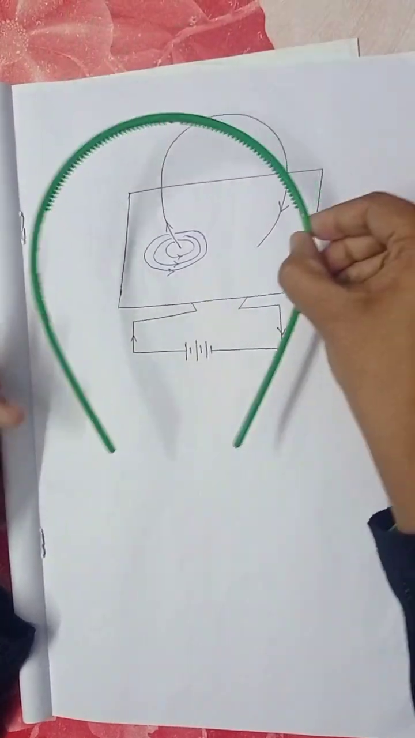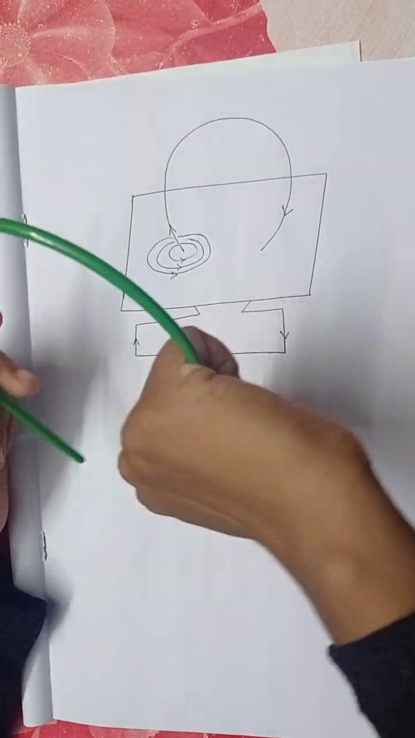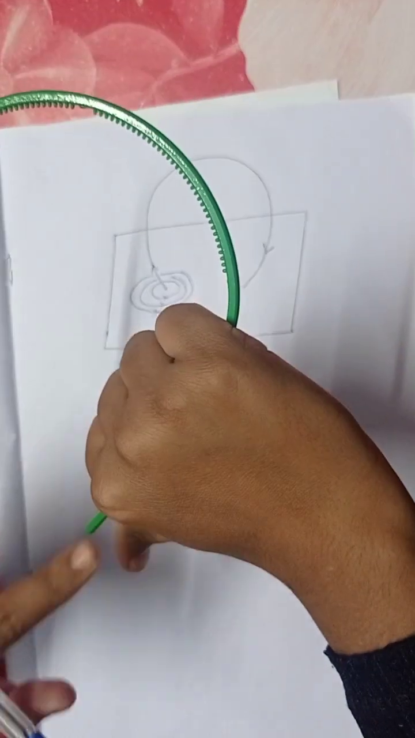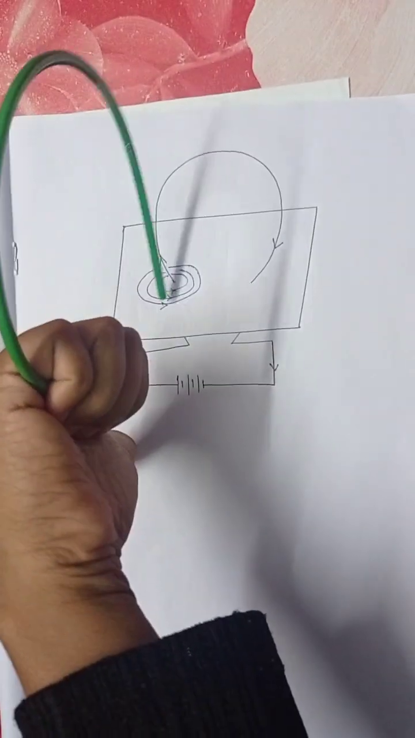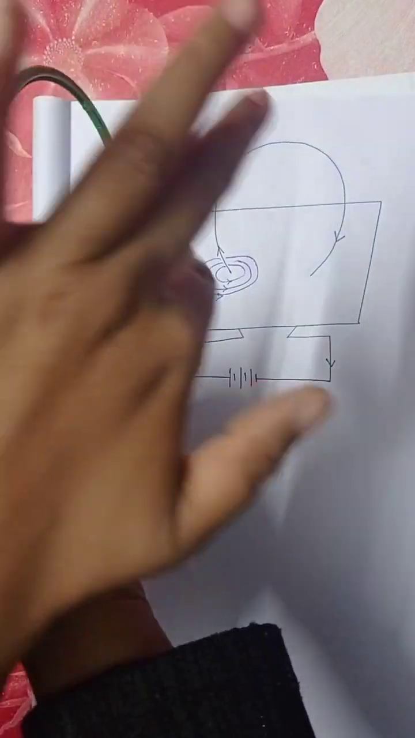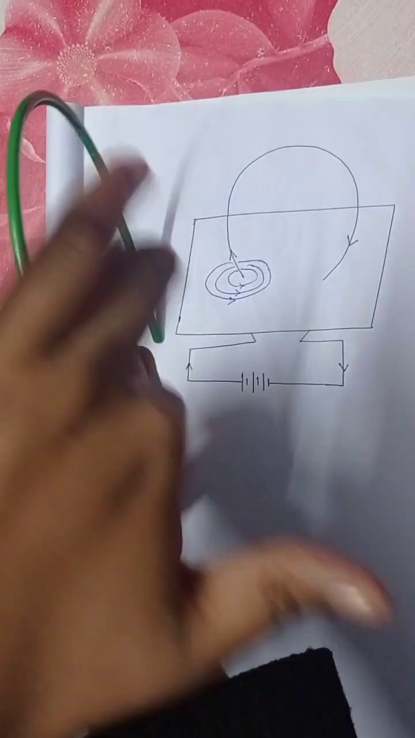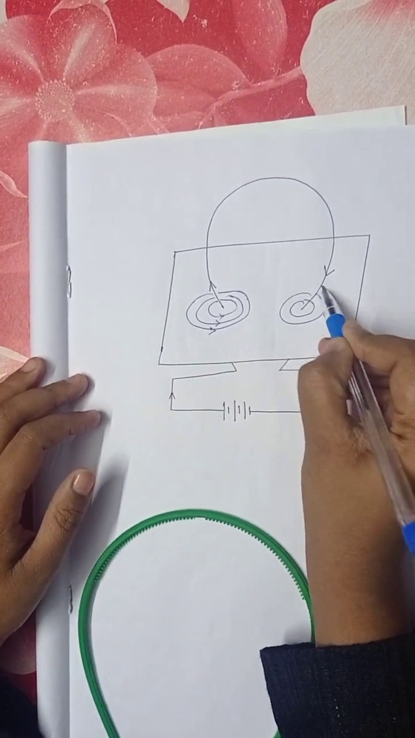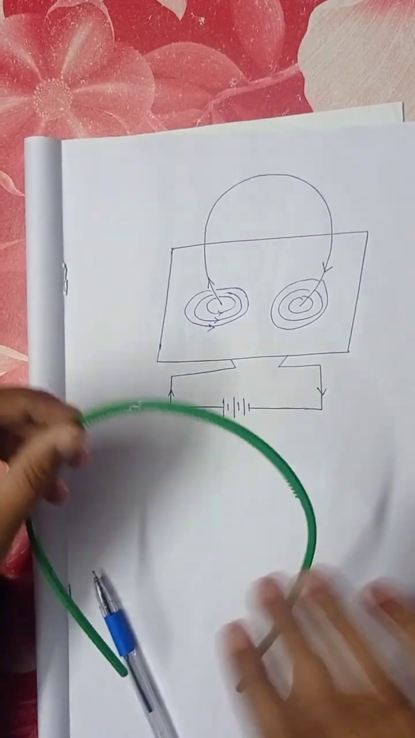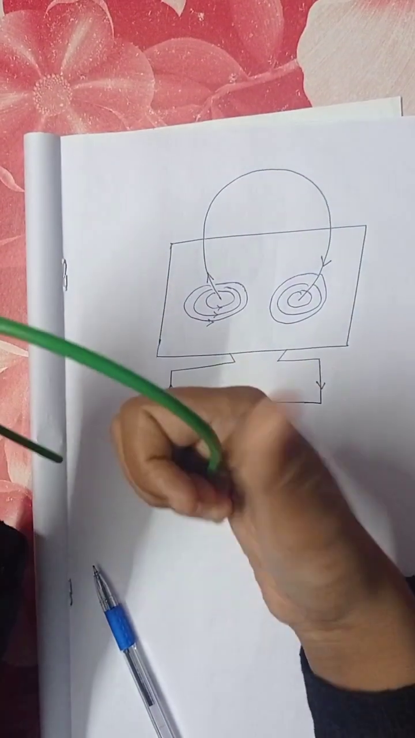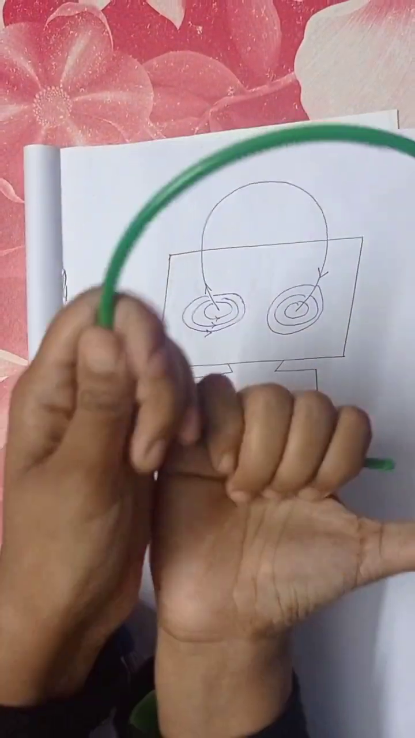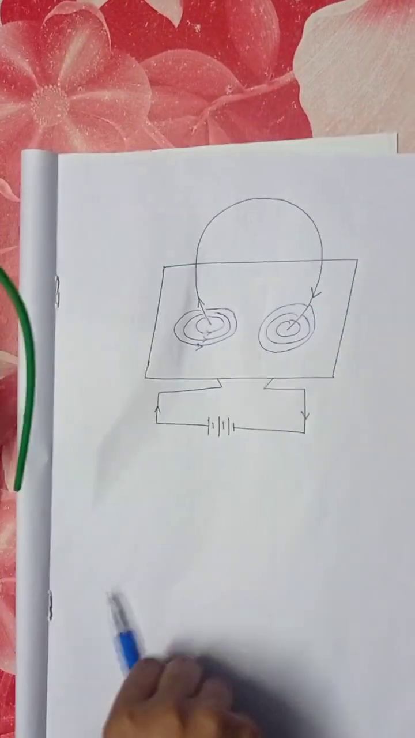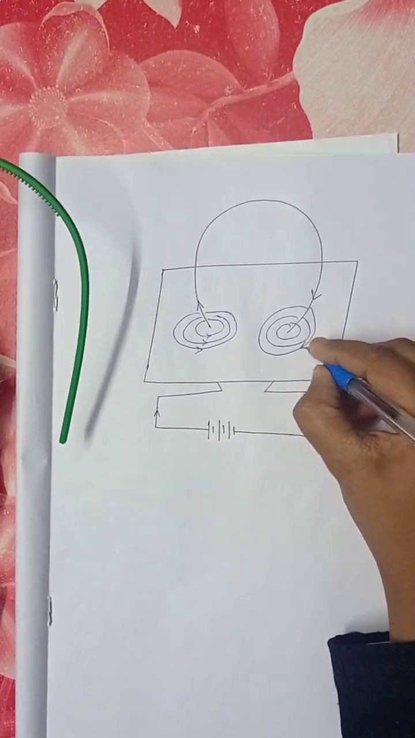Okay. Now considering the right hand side, it will be like this. My thumb is in the direction of the current downwards, and see how my fingers are in that manner. So let me make the concentric circles. So let's see once again. We can also consider it like this. See? So it will be in this manner.